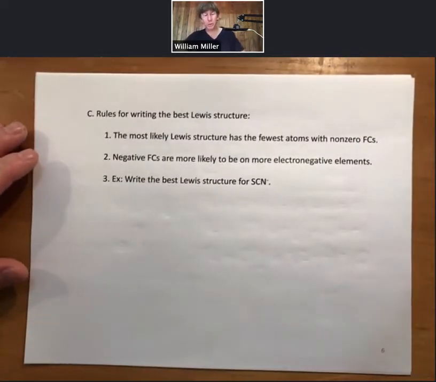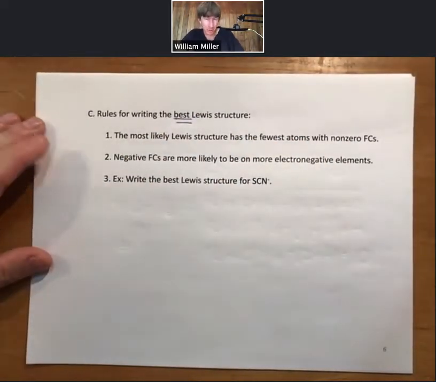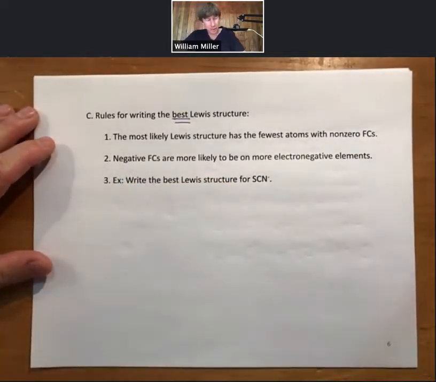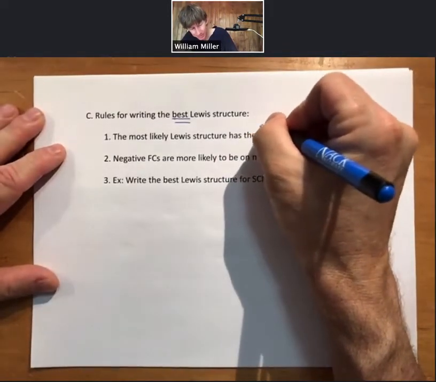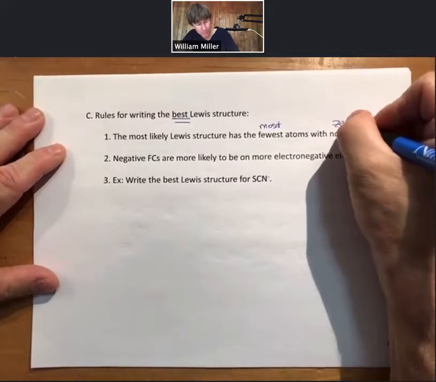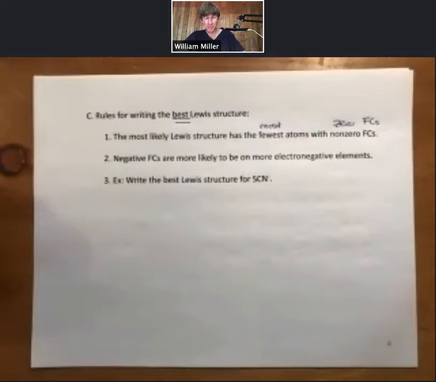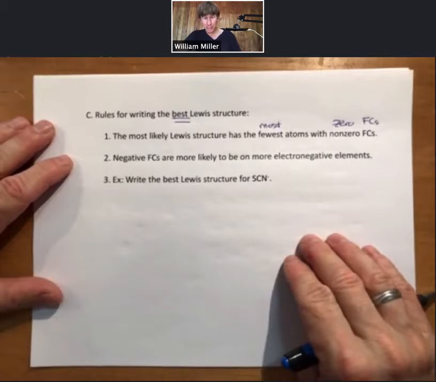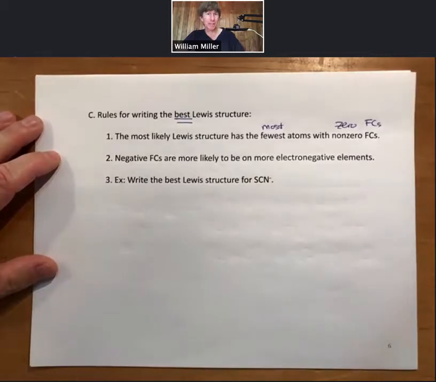After we talk about rules for writing the best Lewis structure. And we will always be writing the best Lewis structure, so we will always be doing formal charge analysis. The most likely Lewis structure has the fewest atoms with non-zero formal charges, or the most atoms with 0 formal charges. So that's the first thing we want to do. And then the next thing is negative formal charges. Negative formal charges are more likely to be on more electronegative elements, so we'll need to know our trends in electronegativity.